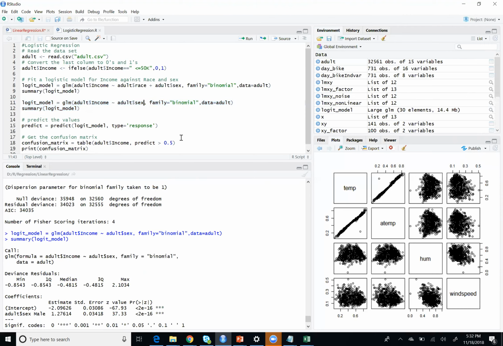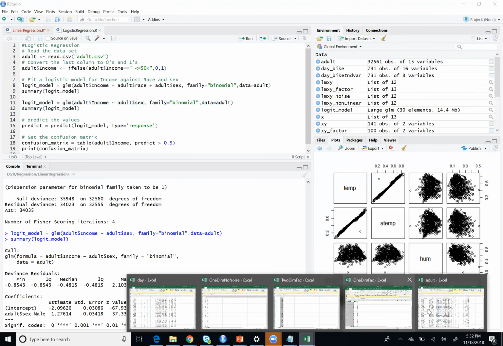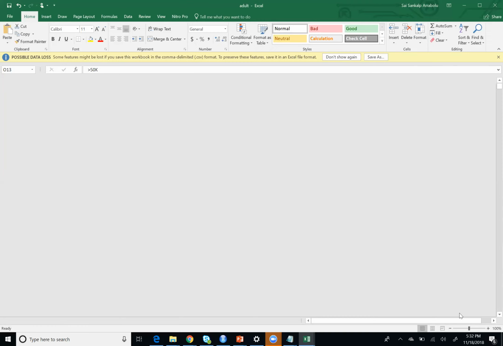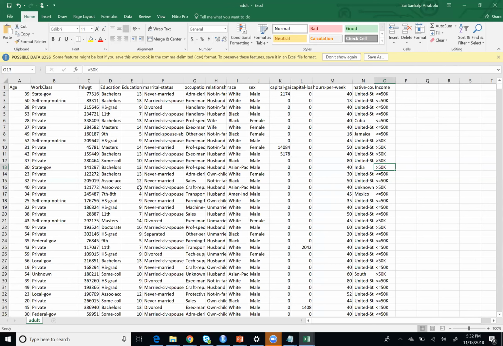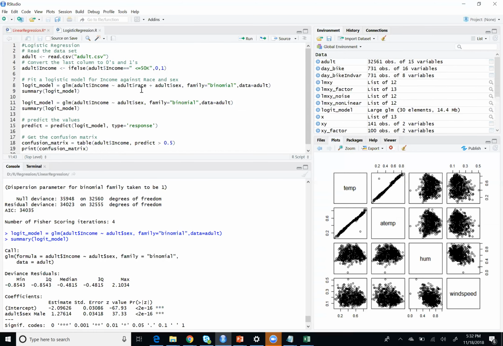But let's say now not race, I'll actually use some other features. Let me look at maybe education. Let me see if education plays any role. From this, I first found out that adding race is giving me a lower AIC score. So I'll add race back again.